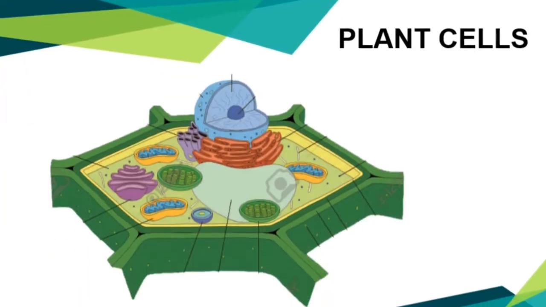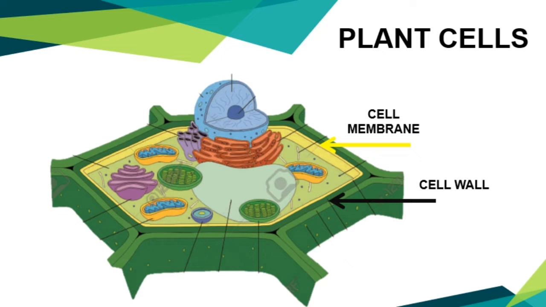If we also go to our plant cells, they actually have two layers of protection. Aside from having the cell membrane, they also have a cell wall. Now, this green part here is the cell wall, which is the outer wall of the plants. Then the yellow part that you can see on the image is actually the cell membrane of a plant cell.